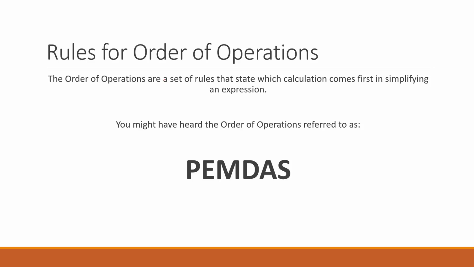Basically, the order of operations are a set of rules that state which calculation should come first when simplifying an expression. And you might have heard the order of operations before being referred to as PEMDAS. So once you hear that a lot of times you go, oh, I know what this is. And I like the PEMDAS idea, but I do want to make sure that we clarify a few things on that order and how it's written so that we make sure not to make any mistakes. But basically the order of operations are a set of rules that tell you which calculations will come first when you are simplifying an expression.